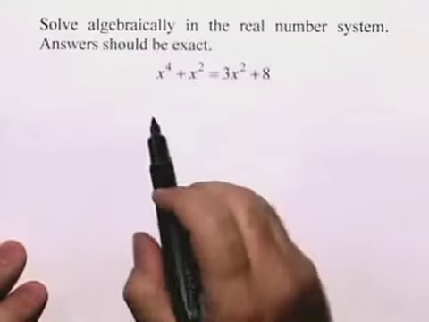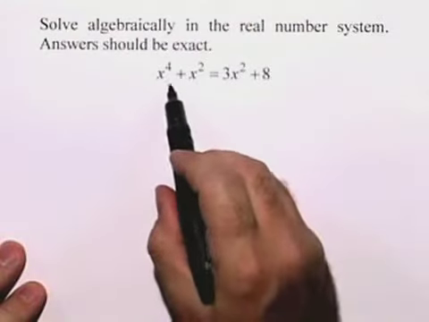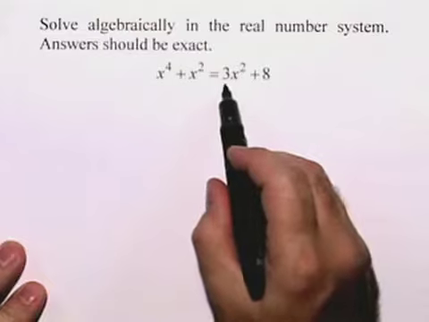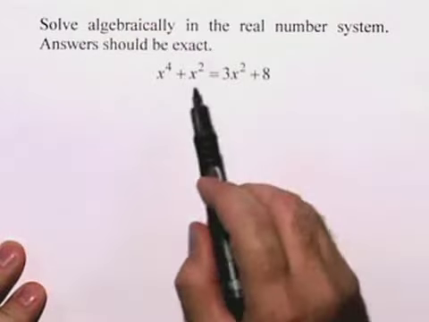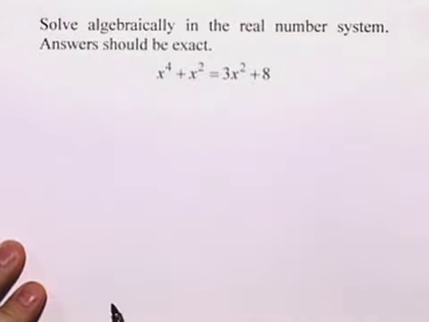In this problem, we're going to solve an equation that's quadratic in form. We'd like to solve the equation x to the fourth plus x squared equals 3x squared plus 8. I'm going to solve this algebraically in the real number system, and we want our answers to be exact.